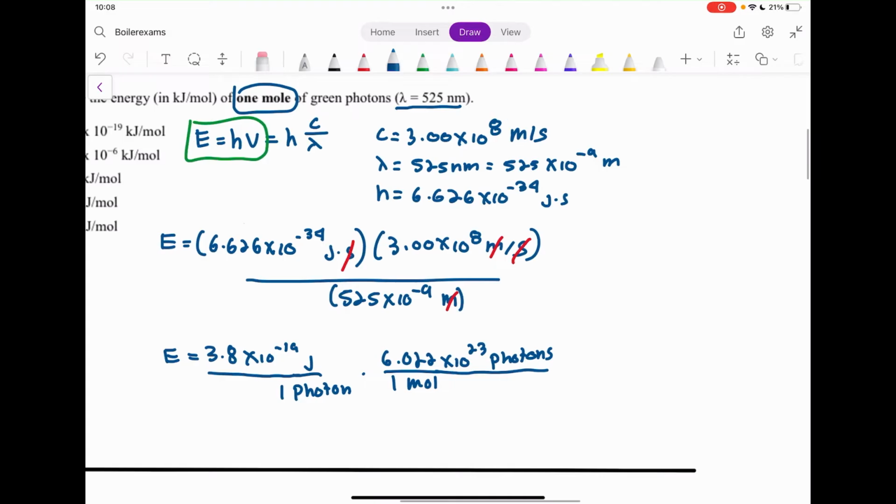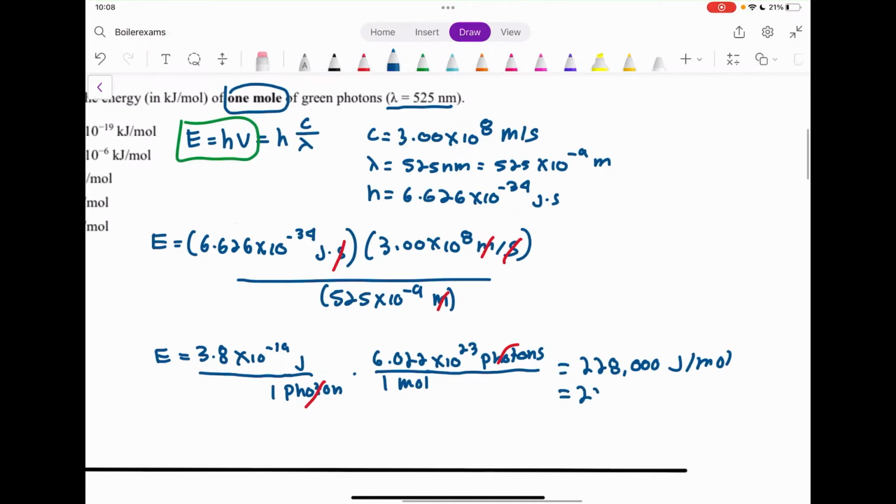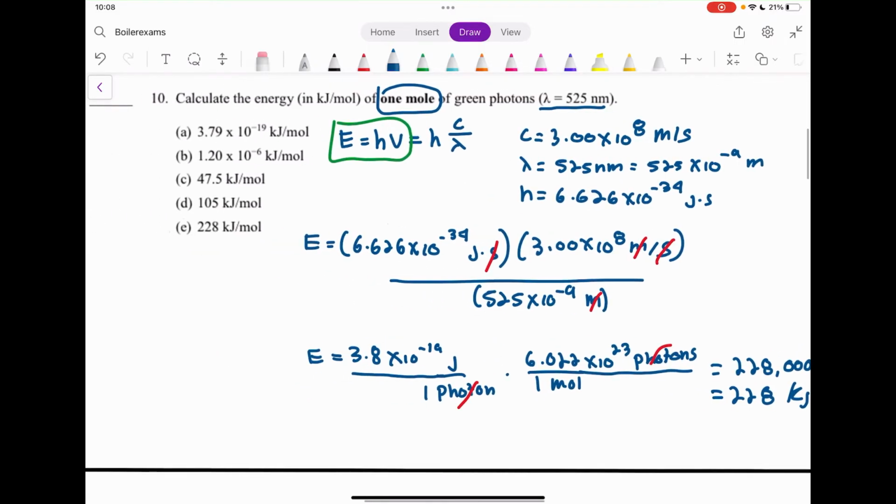And I get, so this is now 228,000 joules per mole. If I divide this by 1,000, I get 228 kilojoules in 1 mole. So, and that's E.